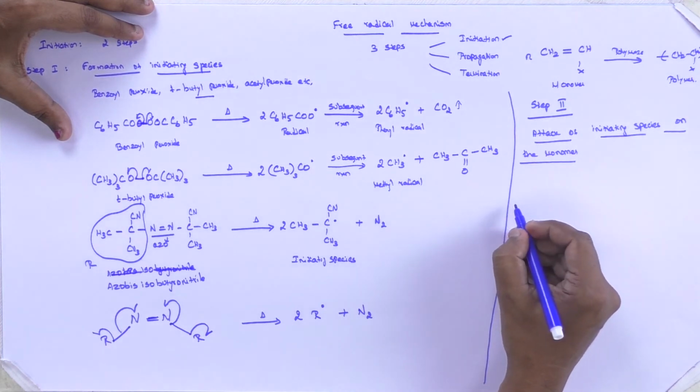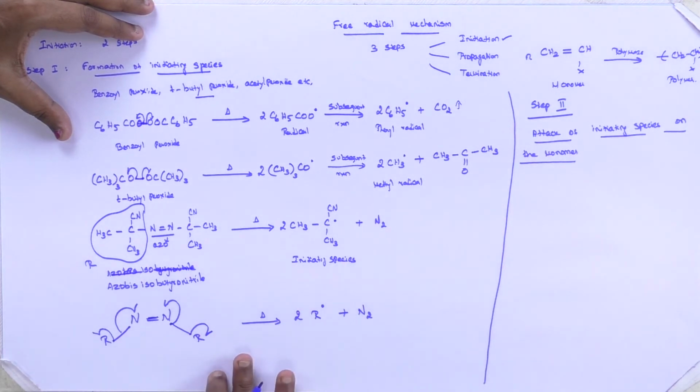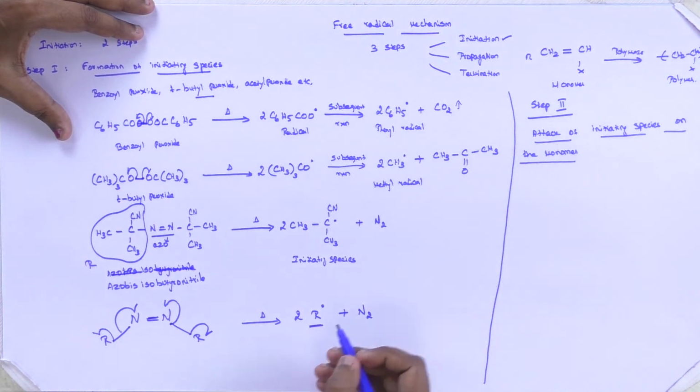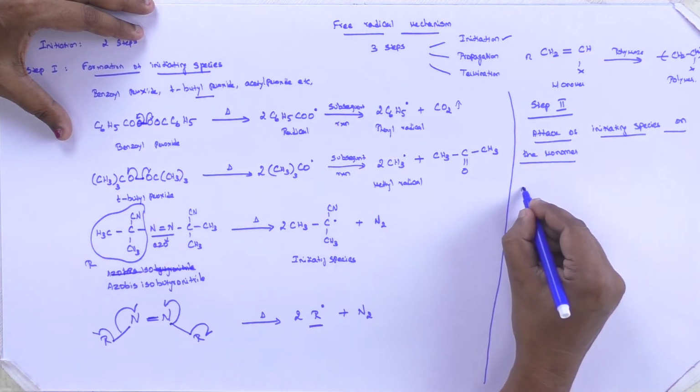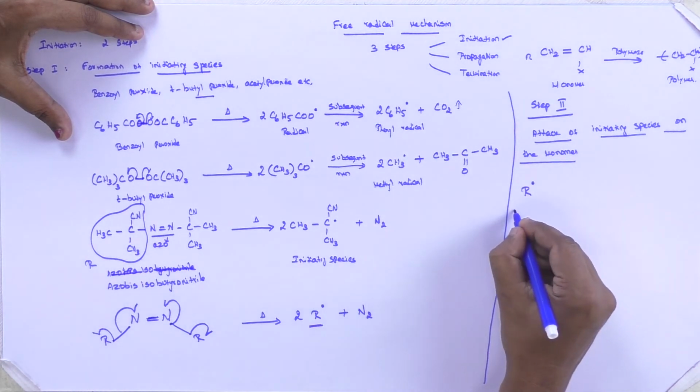Let us take this initiator. I am taking this as R dot as the radical, so that it will be easy for writing. Let our R dot be the initiator.